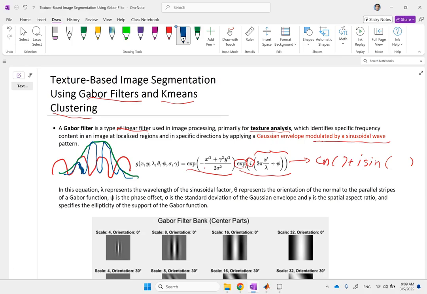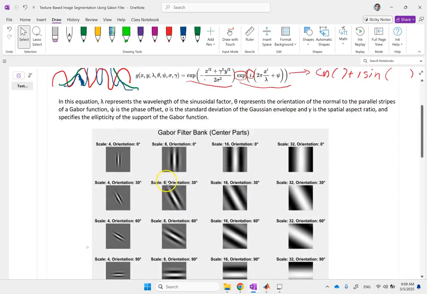The good thing about it is, first of all, it captures frequencies because you have a sine wave and you can change the frequency of the sine wave. Second, it's limited to only a special region and it doesn't go all over. So when you look at it here, these are how they look. When you look at it in 2D, you see clearly this is a sine wave which is only going in this direction, and you can control the orientation of it, of course.